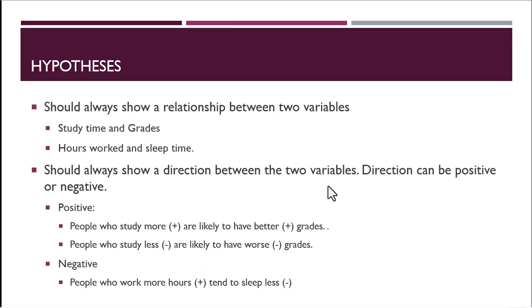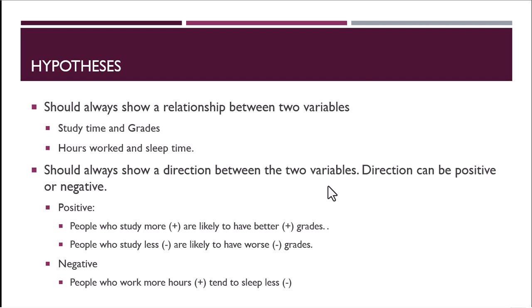So in general, hypotheses are going to have two variables and a direction. So we have some examples here. We have variables, study time and grades. The more you study, the higher your grades are going to be. The more hours you work, the less time you're going to have to sleep. And on top of this, we should always have a direction between the two variables. This direction can be positive or negative.